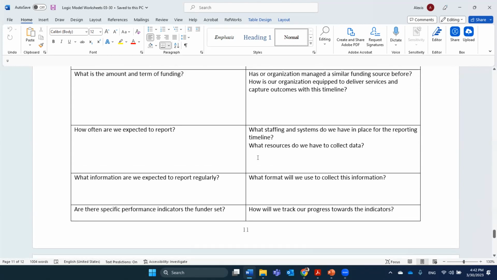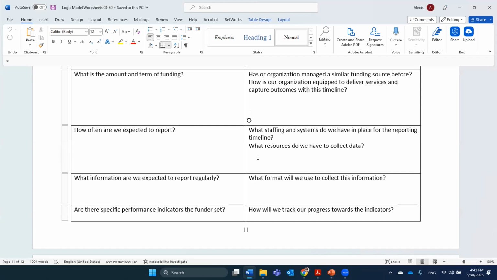And then looking at how often there is an expectation for reporting can be helpful in demonstrating your staffing and your systems, and the resources you have to collect data, or the training that your staff already have to be able to turn around surveys quickly, for instance. And then also paying attention to what information you are expected to report regularly.